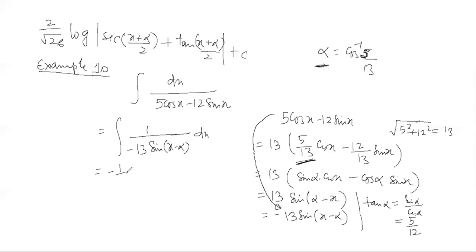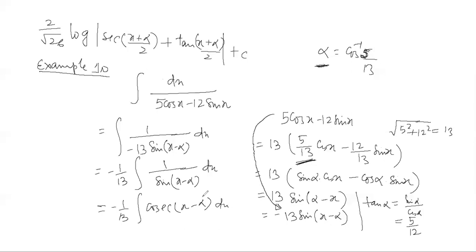Taking out the constant from the integration, here we get minus 1 upon 13 integration of sin x minus alpha dx. So sin x is the reciprocal of whom? It is the reciprocal of cosec x. So I can just write cosec x minus alpha dx.